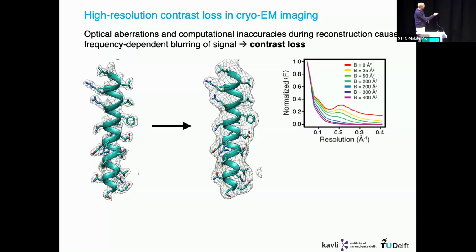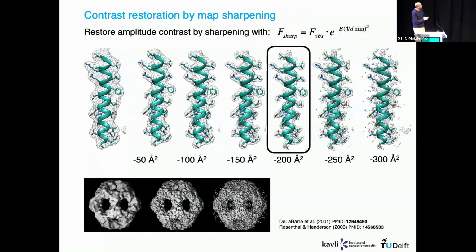Now, in order to come back from this blurred state to what we call a sharper state, we need to do something that we call B-factor sharpening, and that's a method that has been proposed both in X-ray crystallography by Axel Brunger and by Peter Rosenthal and Richard Henderson for EM, which basically just tries to undo that blurring operation by using a negative of this B factor and then basically scaling up the signal at high resolution or high spatial frequencies relative to the low resolution frequencies.